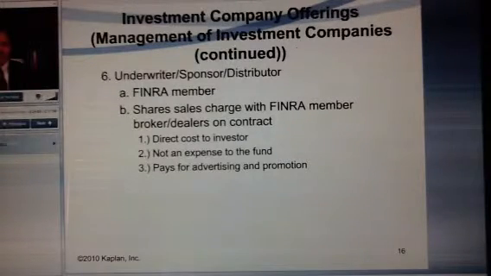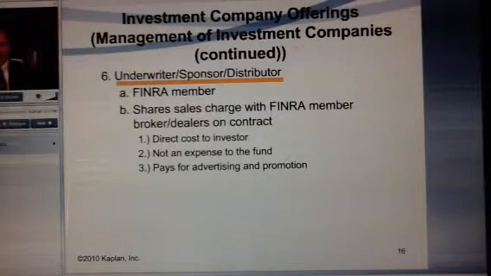It's not charging a sales charge. Or we could hire a lead salesperson for the job. That lead salesperson is referred to as the underwriter or the sponsor or the distributor. Most of the time it's the underwriter, but it could be referred to as the sponsor or the distributor. They are a FINRA member.